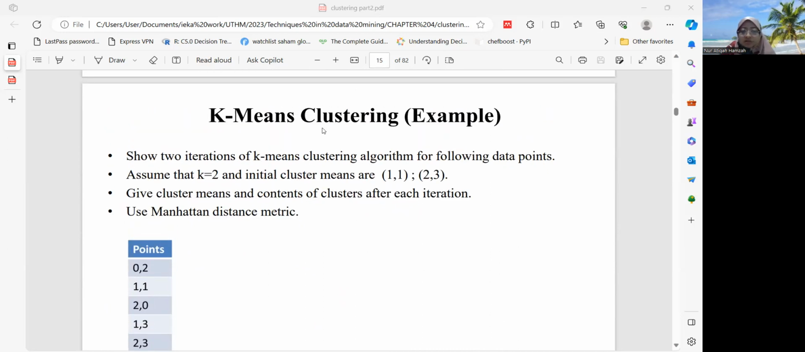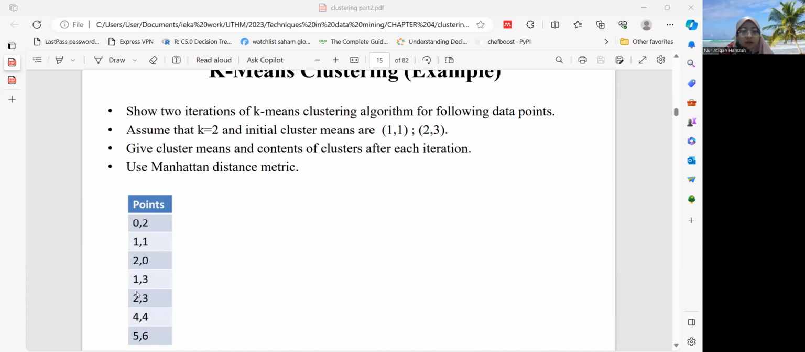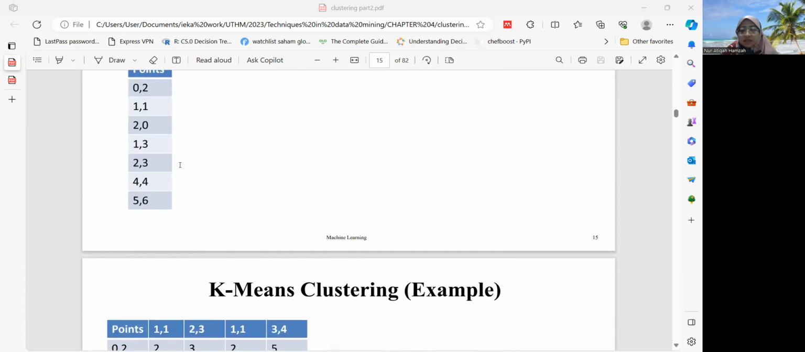Okay, K-means clustering example. Show two iterations of the K-means clustering algorithm for the following data points. Assume K is equal to 2 and initial cluster means are (1, 1) and (2, 3). This is the centroid. Okay, kalau awak tengok, (1, 1) and (2, 3) ni adalah dalam points tu sendirilah. Okay, kita akan pilih centroid itu berdasarkan kita punya point sendiri. So give cluster means and contents of cluster after each iteration and use Manhattan distance metric.